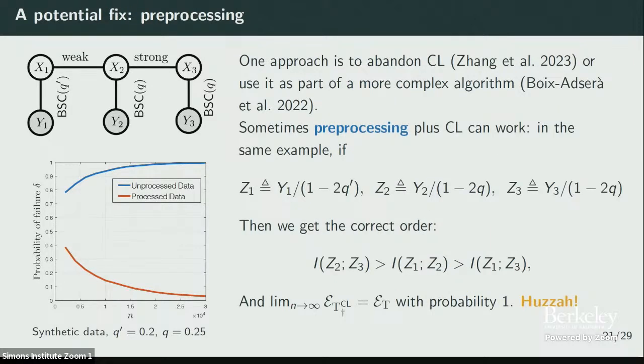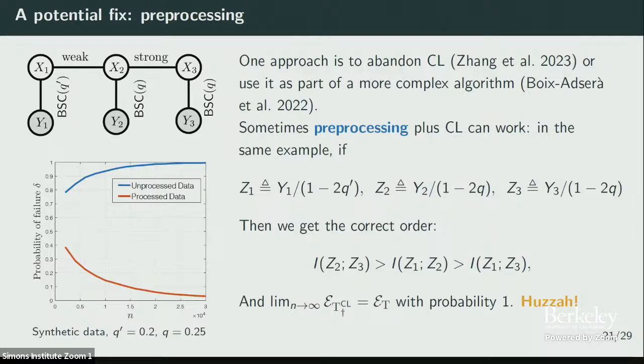So one approach is, of course, to just throw up your hands and give up. But these guys have been around for 55 years, so I want to keep working with them. You can use it in a more complex algorithm. What we observed in these binary settings is that if you do know something about the noise model, you can do some pre-processing, and this will make Chow-Liu consistent again. So this is the setting for the binary case.